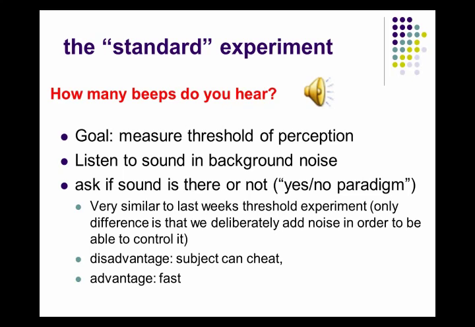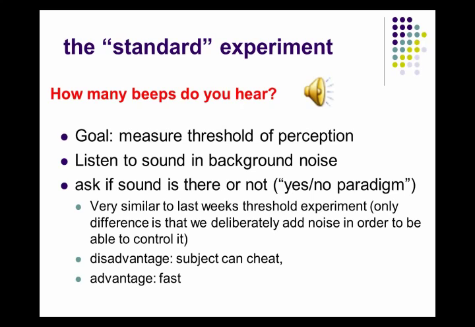Right, so you would listen to the sound in background noise, and you're asked if the sound is there or not. So what we do is basically count 1, 2, 3, 4, 5. But that's the same as if I would ask you for each individual one, do you hear it or not? And that's the basic setup of that. That's what we call the yes or no paradigm. Each of these tones you either hear or you don't hear. Okay, your response, this is all very similar to the threshold experiment, only in this case we add noise deliberately.